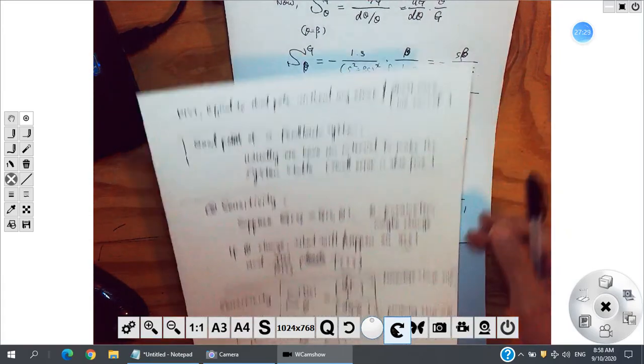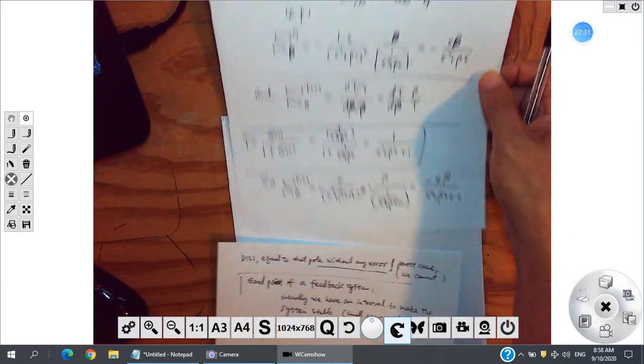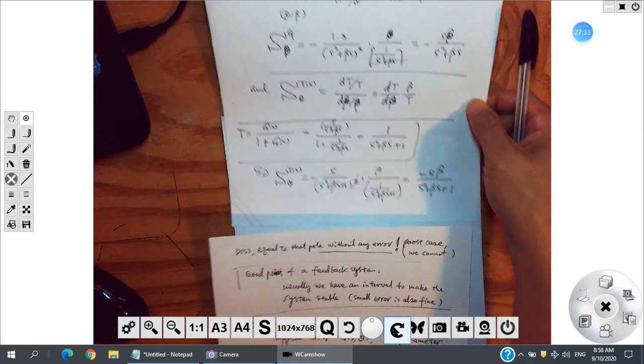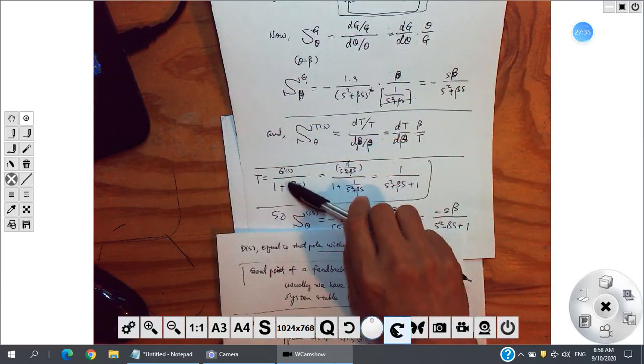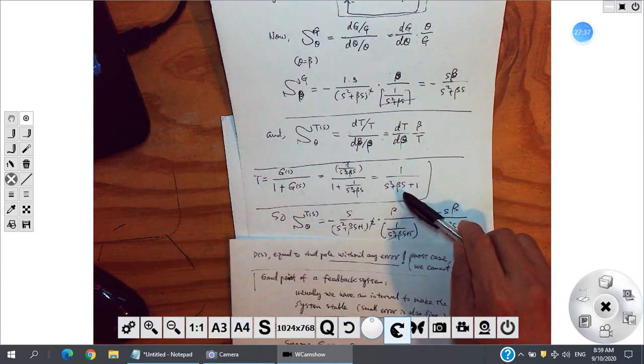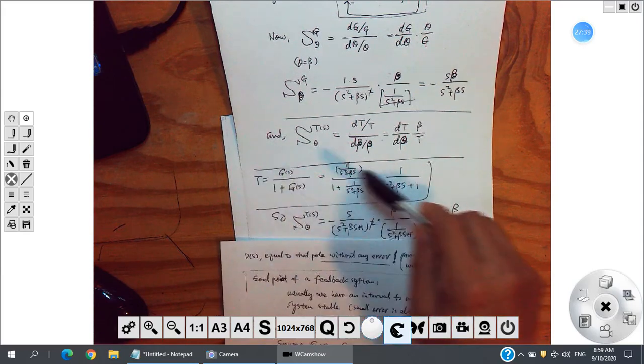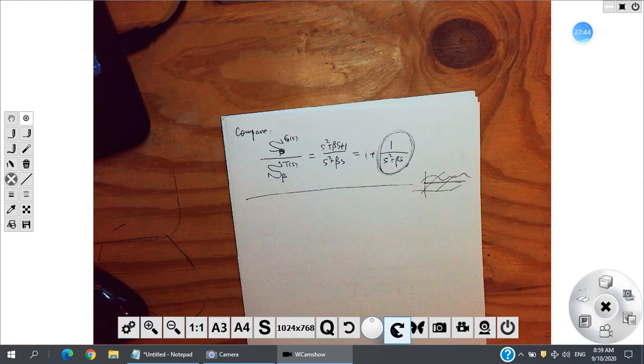And of course, why do we calculate these? Because we need to do a comparison. We need to compare T and G. We want to choose a bait to make these T's better, right? Yeah. Okay. So this is the sensitivity.